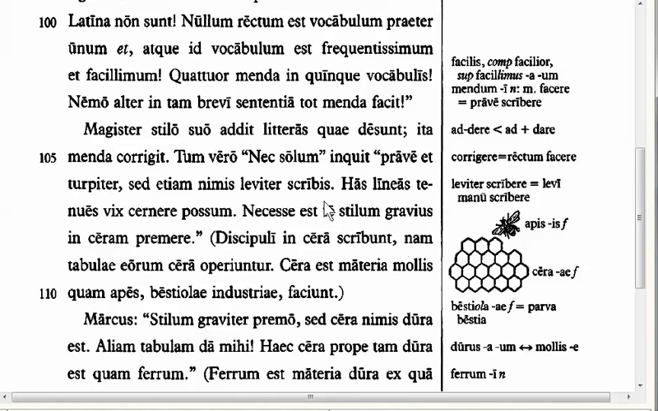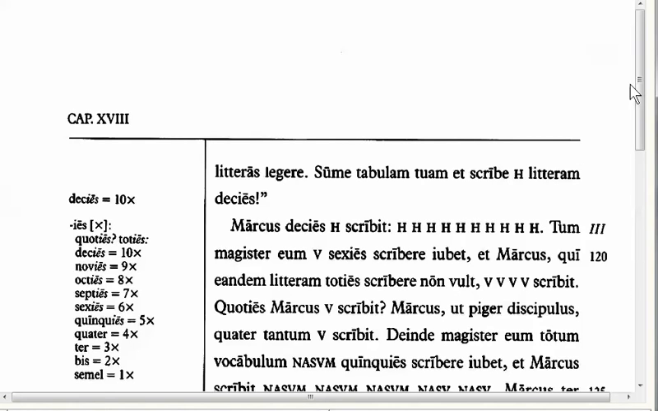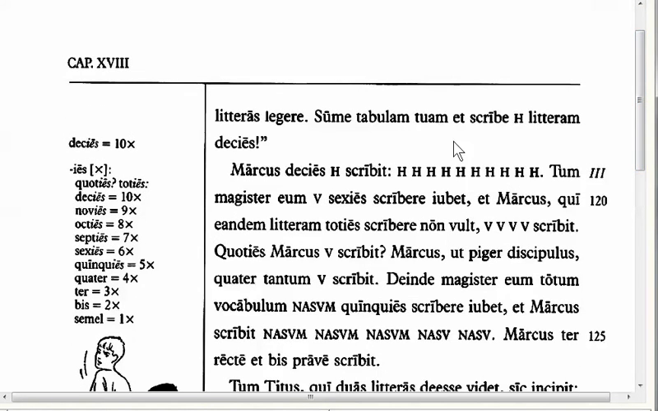In lines 118 through 126, we see examples of adverbial numbers, the number adverbs, which we'll go through here. I'll read through this section. Sume tabulam tuam et scribe H litteram decies. Marcus decies H scribit. H H H H H H H H H H. Tum magister U sexies scribere iubet, et Marcus, qui eandem litteram toties scribere non vult, U quater scribit. Quoties Marcus U scribit? Marcus ut piger discipulus quater tantum U scribit.